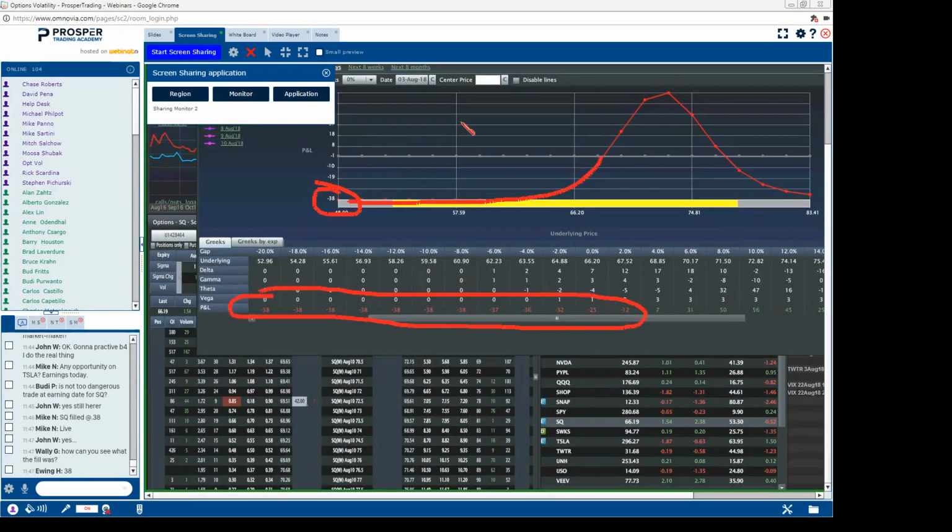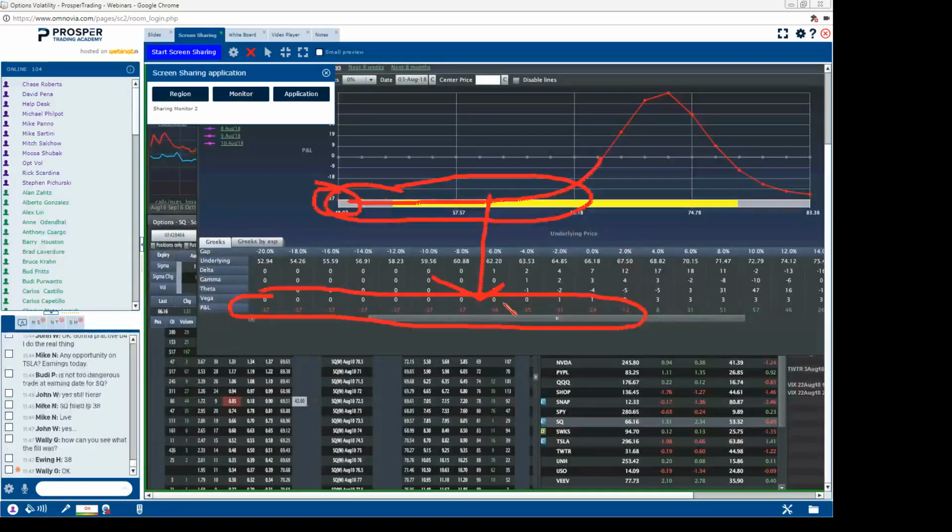Okay, so this part of the graph here correlates with this P&L, or this loss right here. Okay, John, does that make sense to you?